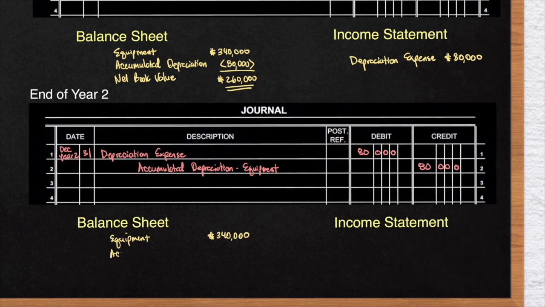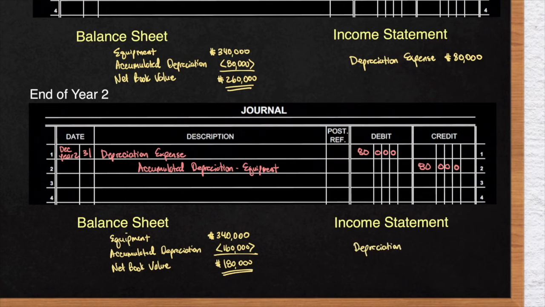Let's look at our balance sheet at the end of year 2. Our equipment is still the same at $340,000. Our accumulated depreciation is no longer just $80,000, but the sum of the 2 years together, which in this case is $160,000. That accumulated depreciation is always increasing in value because you keep crediting accumulated depreciation every single year. Now our net book value is lowered. It's now at $180,000, and your depreciation expense on your income statement is $80,000.